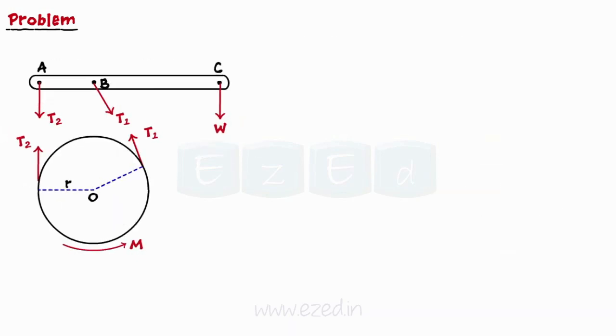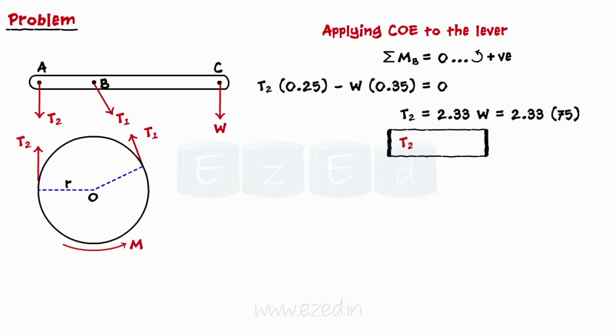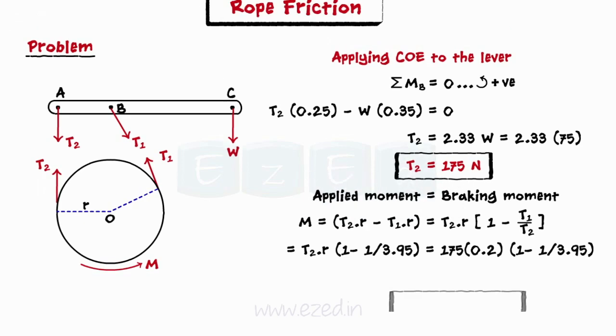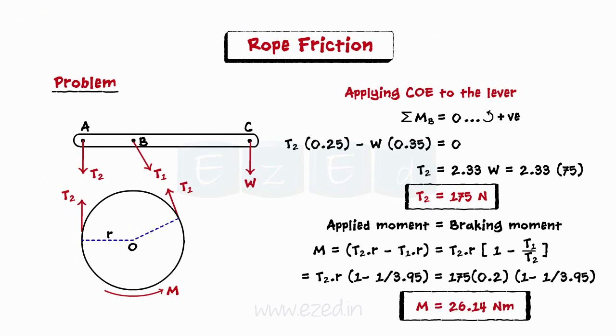Let us now isolate the pulley and the lever and then draw their free body diagrams as shown. Let us now consider conditions of equilibrium to the lever. We will equate the summation of moments of all forces about point B to 0. On simplifying, we will find the tension on the tight side is equal to 175 newtons. Next, we will consider the FBD of the pulley and take moment about O. This is the actual applied moment and is equal to the braking moment. On simplifying and then substituting the above calculated ratio, we find the braking moment to be 26.14 newton meters.